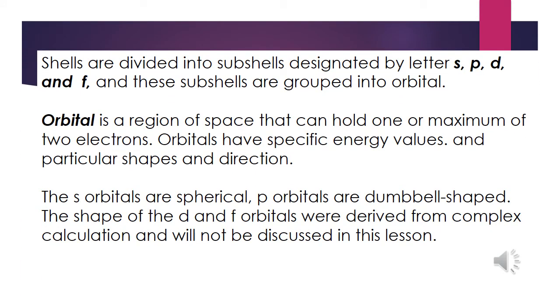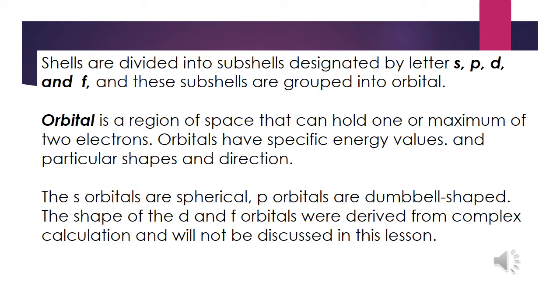Shells are divided into subshells designated by the letters s, p, d, and f, and these subshells are grouped into orbitals. An orbital is a region of space that can hold a maximum of 2 electrons. Orbitals have specific energy values and particular shapes and directions. The s orbitals are spherical, and p orbitals are dumbbell-shaped.